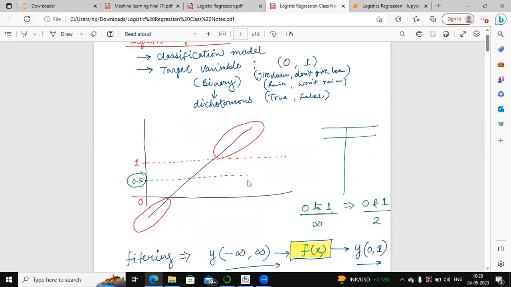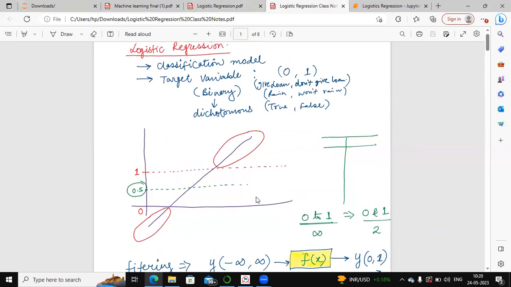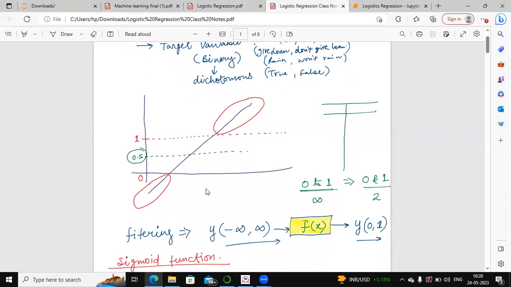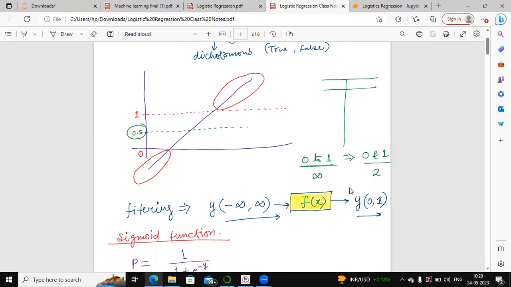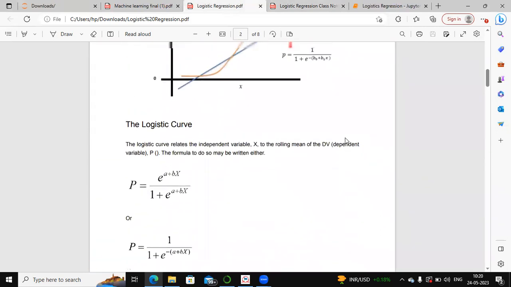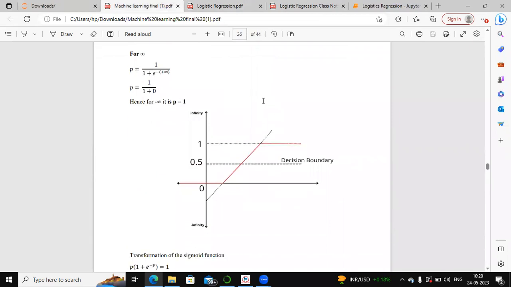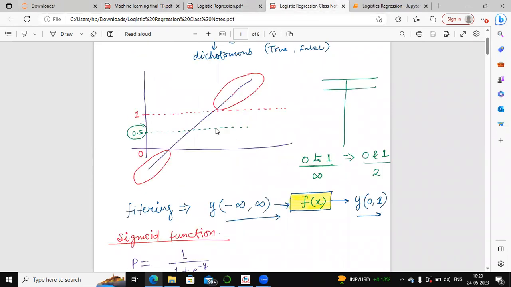So this is the sigmoid function that we have for various values, between 0 and 1. Let me see. So this is the decision boundary. We considered 0.5 to be our decision boundary, where values above 0.5 are considered to be 1 and below 0.5 are considered to be 0.